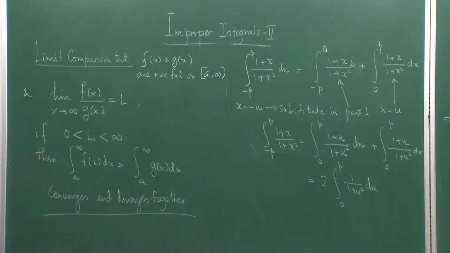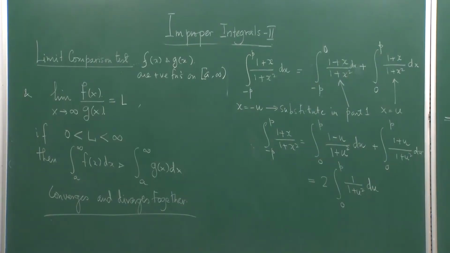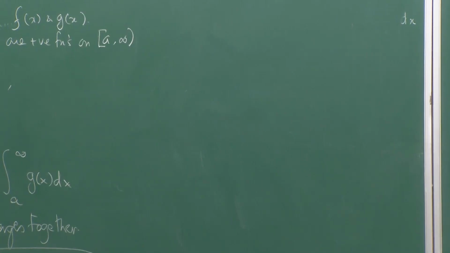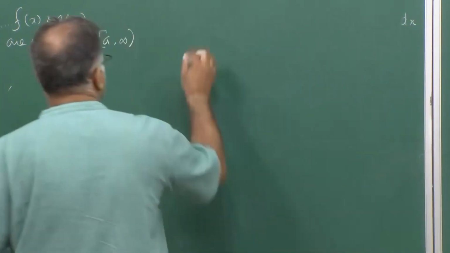Okay, it converges and diverges together. So, I will just give you one example before I end the course. If one of them converges, the other converges; if one of them diverges, the other diverges. That is the meaning. So, let me take this one example and let us see what happens. This example is from Thomas and Finney, and they look into this integration.